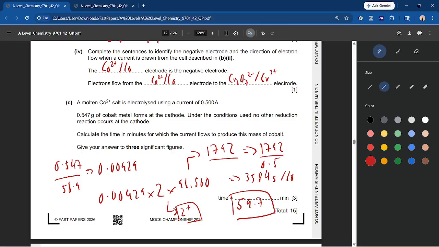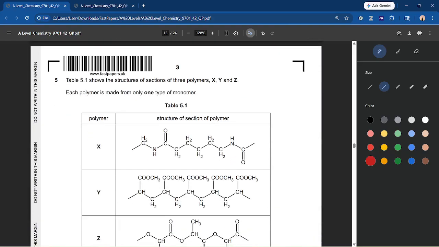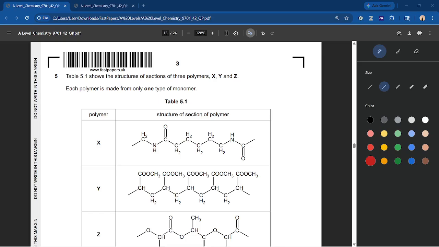There we go. And we're almost done with this paper. It's a very long paper, isn't it? That's what A2 is all about. It's a grind.